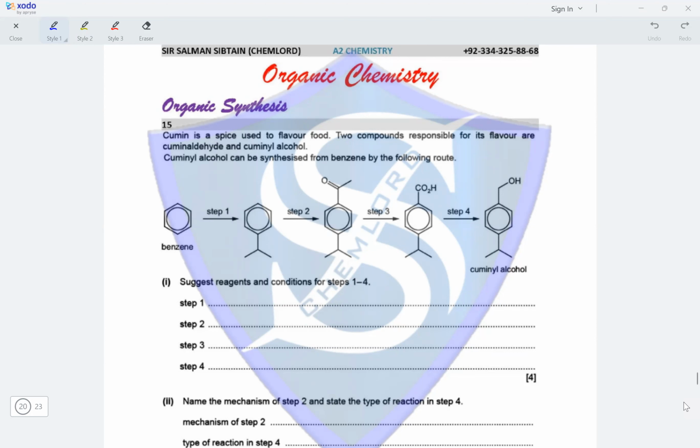Suggest reagents and conditions for steps 1 to 4. So step 1 will be electrophilic substitution, in which we will have CH3 twice CHCl, that is (CH3)2CHCl, reacting along with the catalyst AlCl3 to produce the product of step 1. In step 2, we would have CH3COCl reacting with the catalyst AlCl3 and the product of step 1 to form the product of step 2.